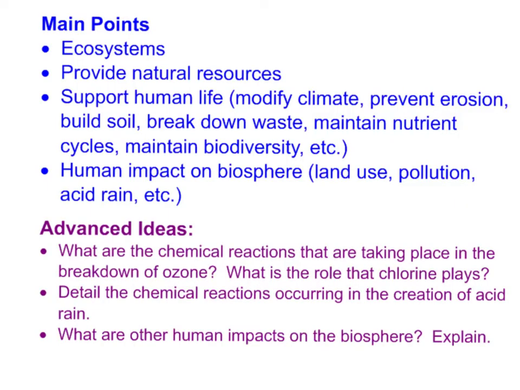So, main points to take away: what do our ecosystems provide? How are we dependent on them as human beings? What are the natural resources that they give to us? How do they support human life as well as other life? What are the different functions that they serve: modifying climate, preventing erosion, building soil, breaking down waste, maintaining nutrient cycles, biodiversity? What is the human impact on the ecosystems in reverse then? Land use, pollution, acid rain, etc.